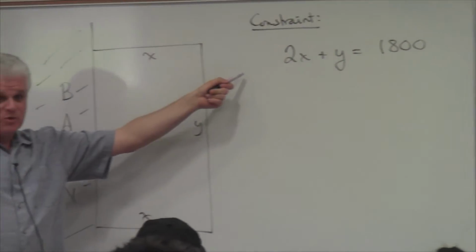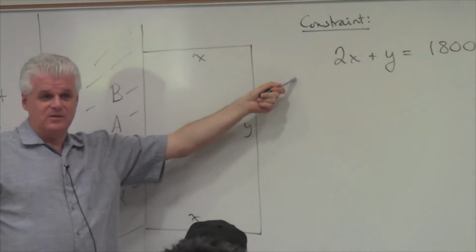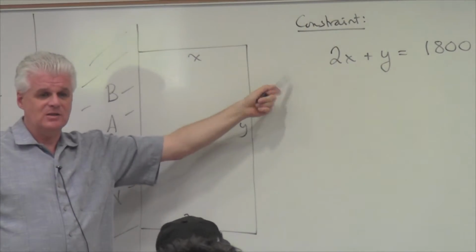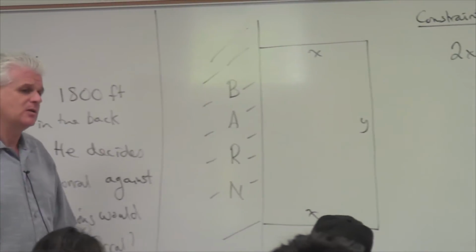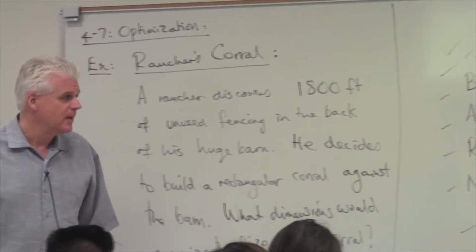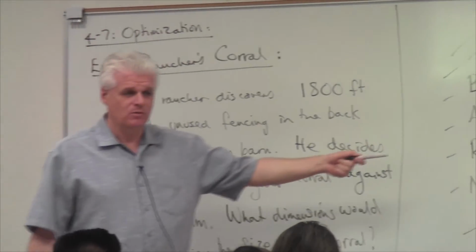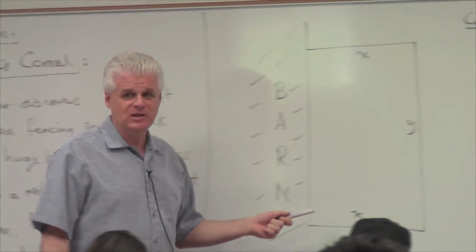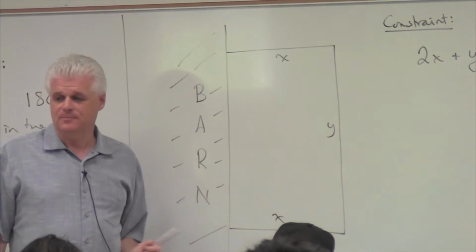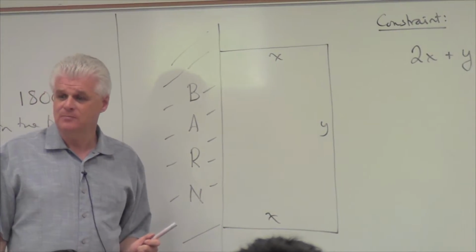That is not the thing we're trying to maximize. That's just the fence. That's how long the fence is. It's just a fact we must obey. But what is it we're trying to maximize? The area. Area is easy. It's a rectangle. What's its area? Length times width. And what have we tagged those as? X and Y. So the area is X times Y.